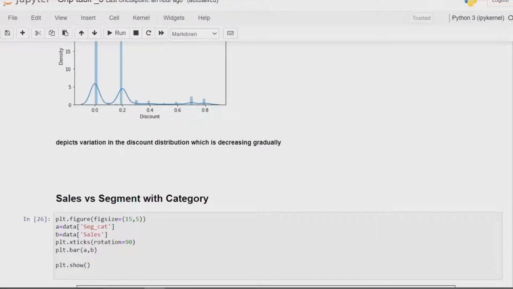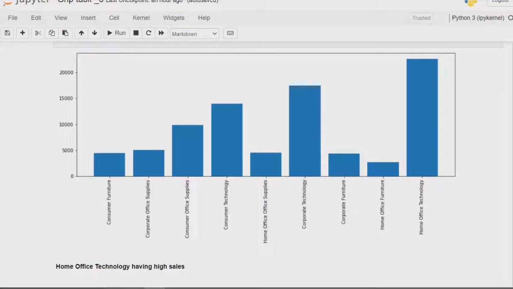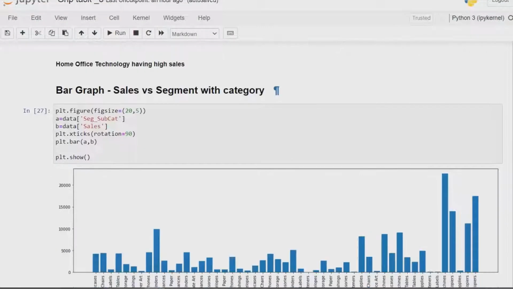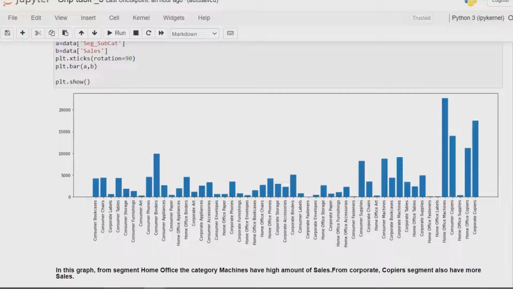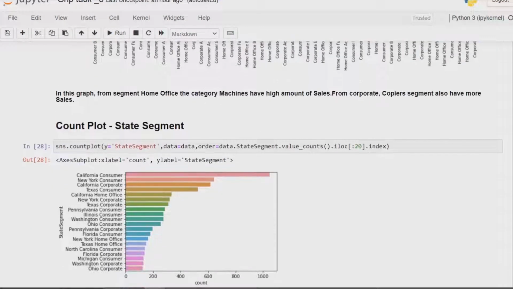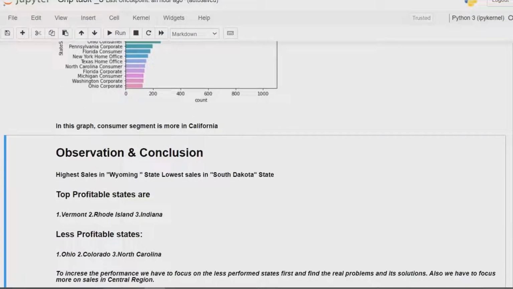Then sales versus segment with category. By looking at this graph, home office technology has high sales. Bar graph of sales with segment and category. In this graph, from the home office segment, the category machines has a high amount of sales. From the corporate segment, copiers also have more sales. Then a count plot of state and segment. By this graph, we can understand that the consumer segment is larger in California and the corporate segment is very small in Ohio.